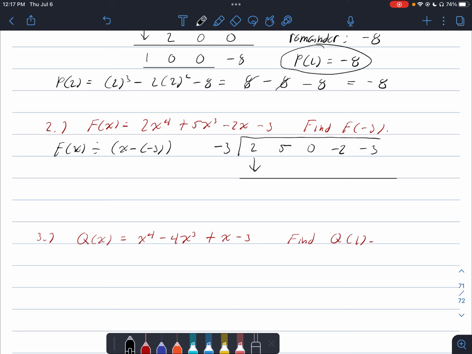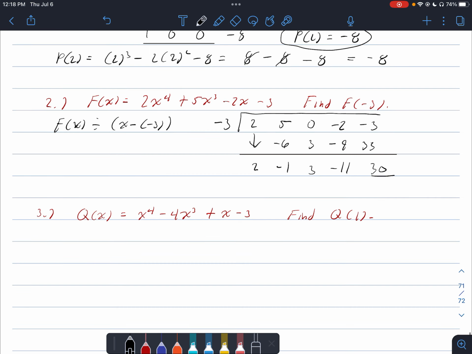Let's go ahead and bring down the 2. So 2 times negative 3, that's negative 6. 5 plus negative 6 is negative 1. Negative 1 times negative 3 is positive 3, plus 0 is 3. 3 times negative 3 is negative 9. Negative 9 plus negative 2, that's negative 11. Negative 11 times negative 3, that's positive 33. Negative 3 plus 33 is going to be 30. So our remainder is 30, and that's going to be equal to f of negative 3.